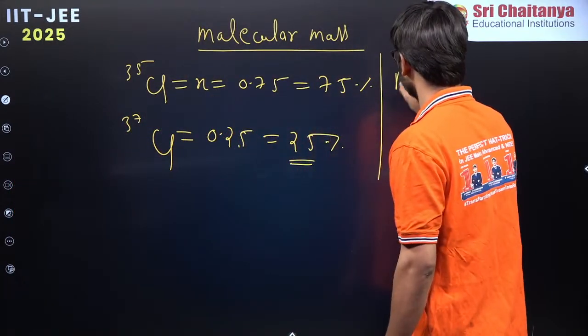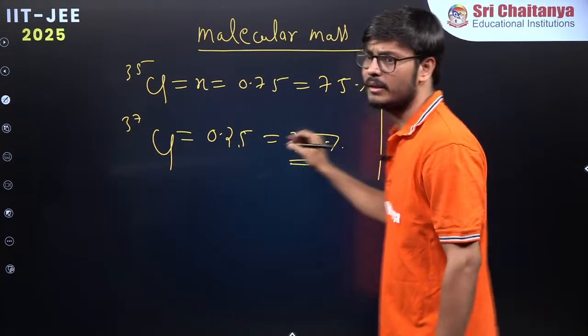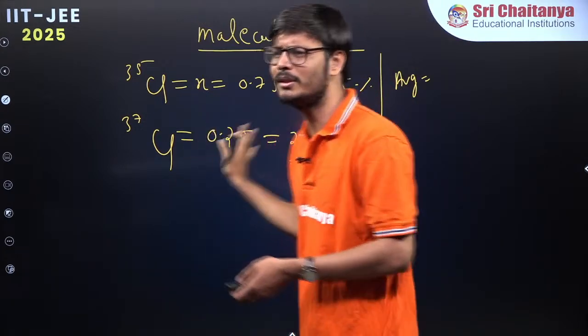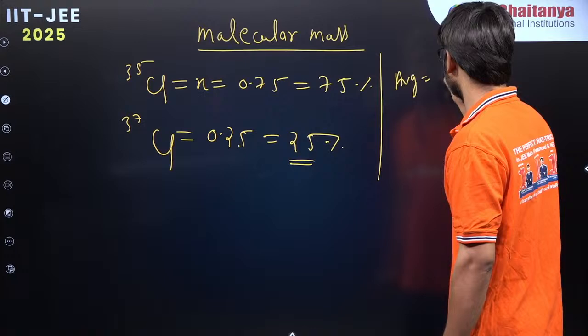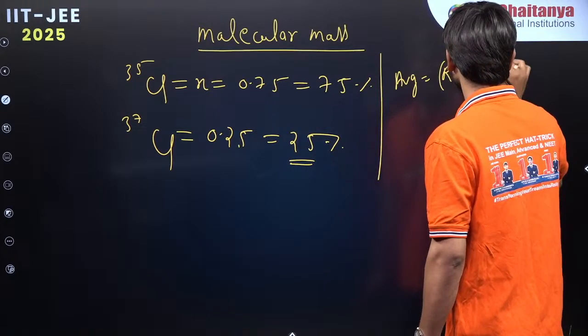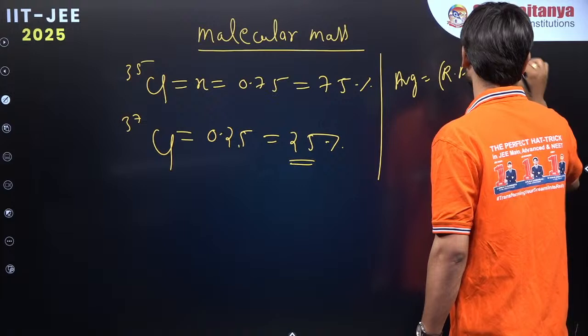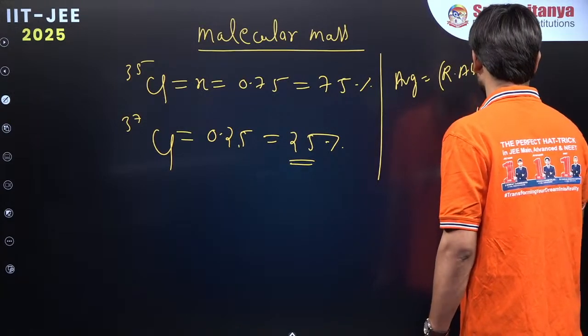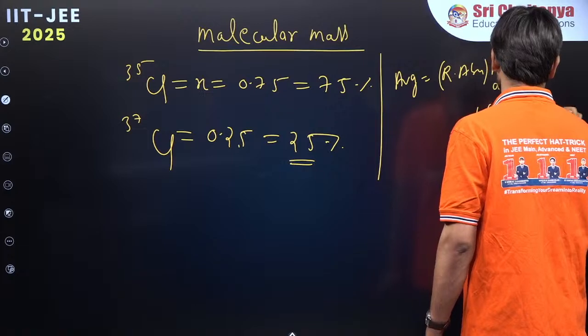How to calculate the average atomic mass? This is a PYQ question, a JEE Mains question. Very simple question. Average atomic mass is equal to relative abundance multiplied by mass, whatever the mass is given in AMU, right? Plus again relative abundance of the next one multiplied by the mass.